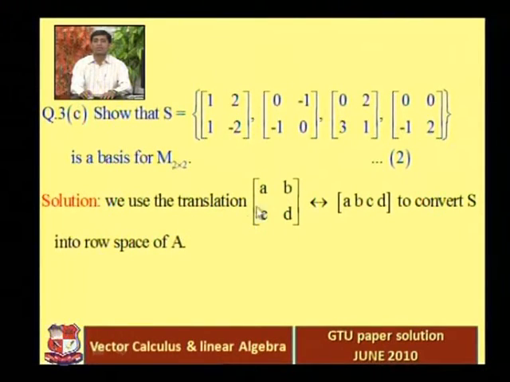Again we want to check whether the given 4 matrices form a basis for the set of 2 cross 2 matrices or not. We know that the dimension of the set of 2 cross 2 matrices is clearly 4, because in general the dimension of the set of m cross n matrices is m times n. Here we have 2 cross 2 matrices, so the dimension is 2 times 2, which is 4.